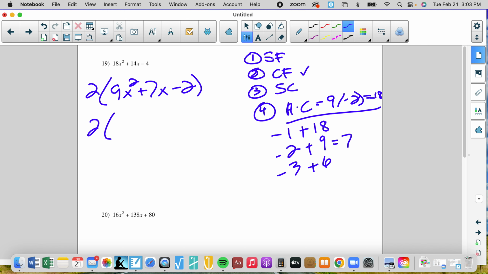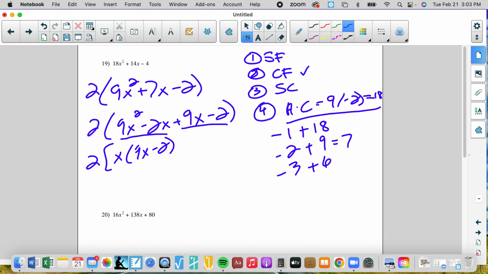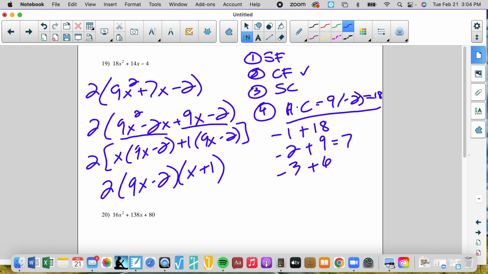2 times the quantity, 9x squared minus 2x plus 9x minus 2. Ooh, look at that one. This is going to be fun. We're going to factor out an x. We get 9x minus 2. No common factor here, so we can factor out a 1. And that gives us 9x minus 2, which helps satisfy our check, are they the same? Yes. So that's a nice little trick one. I'm glad we stayed and did it. 9x minus 2, x plus 1.